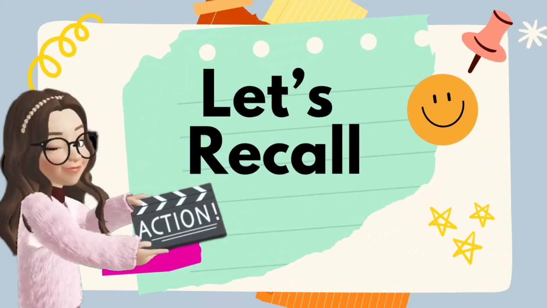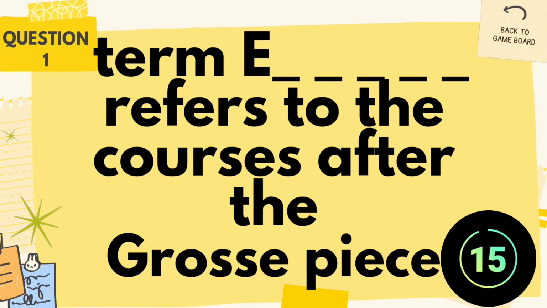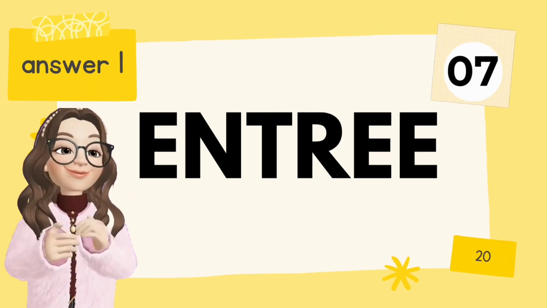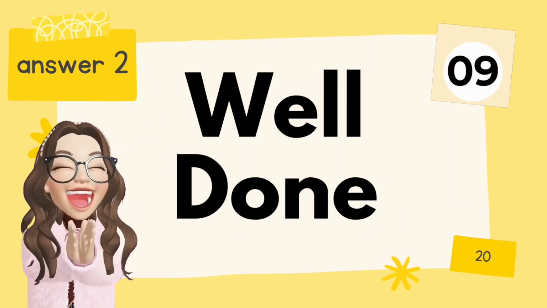Let's recall. Are you ready? 1. TLE refers to the courses after the gross piece. Answer 1: Entree. 2. W and D. When pressed with a finger, the meat feels hard and rough. Answer 2: Well done.